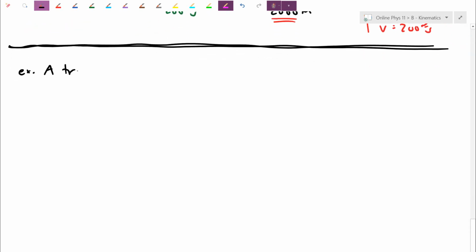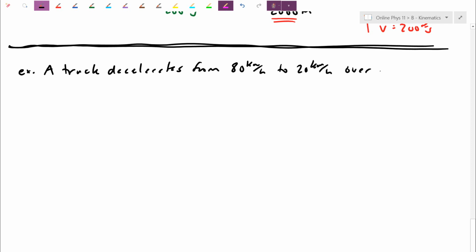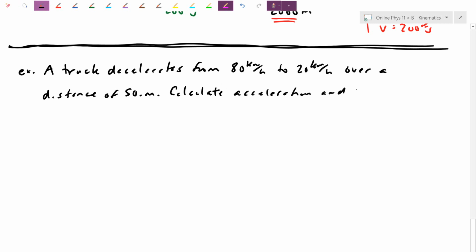I'm going to have a truck. Truck decelerates from 80 kilometers per hour to 20 kilometers per hour. So I have a starting speed and an ending speed here, over a distance of 50 meters. I want you to calculate the acceleration and the time.